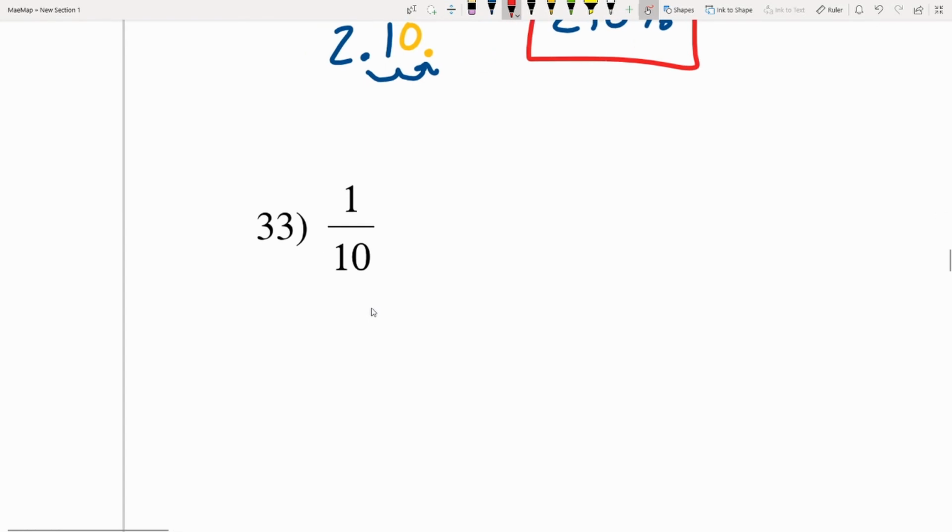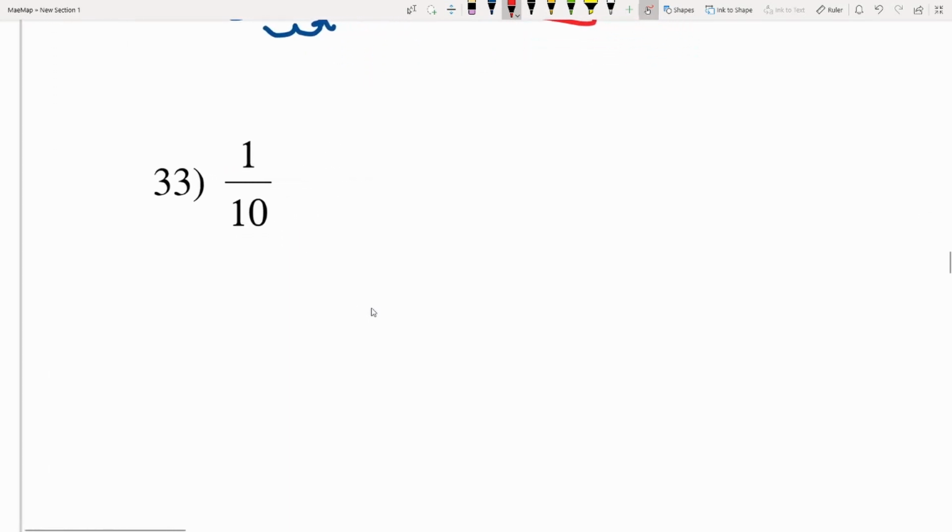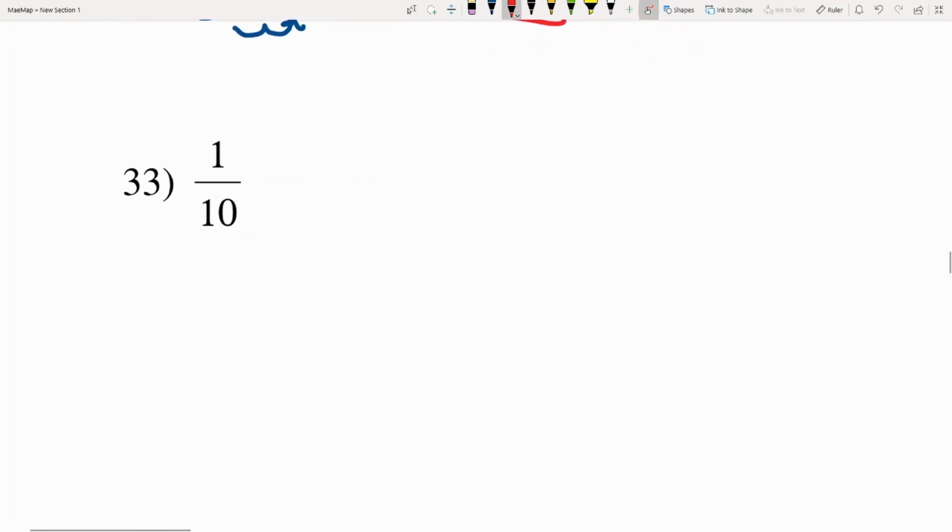Second to last problem, number 33. 1/10, well, 1/10 in decimal form is just like it sounds, 0.1. Moving that decimal twice, I get 10%. So 10% is my solution in number 33.